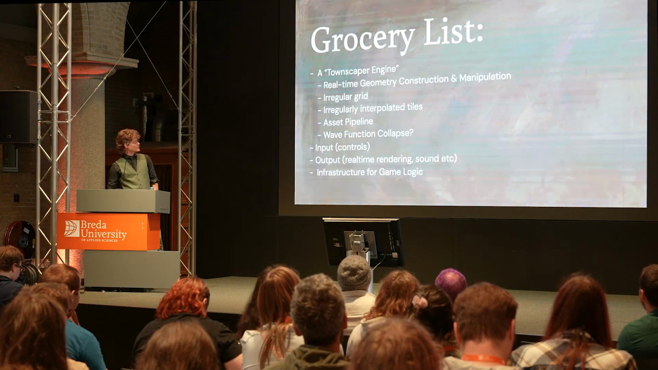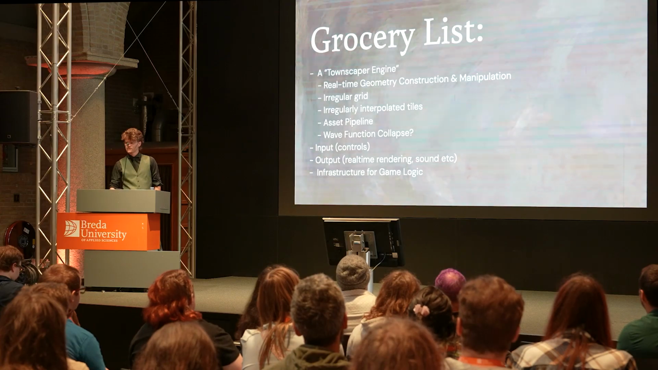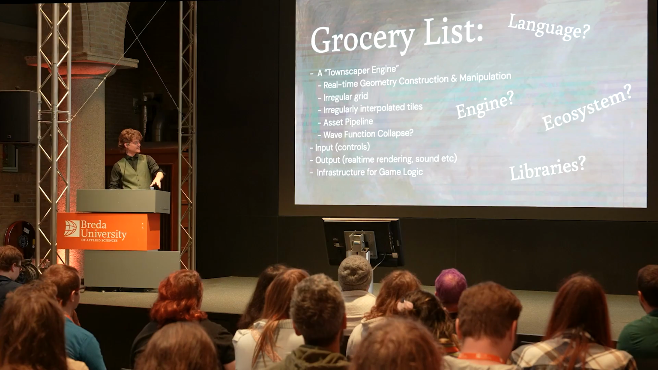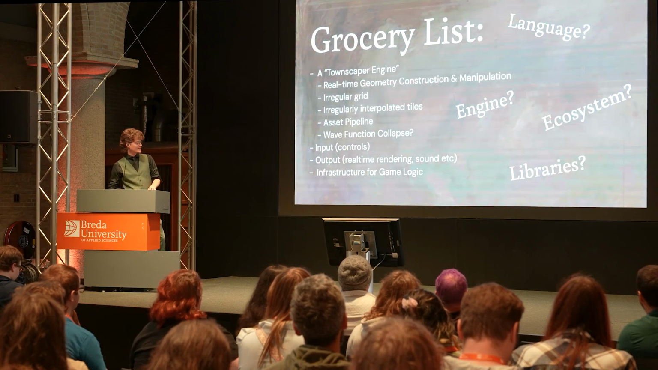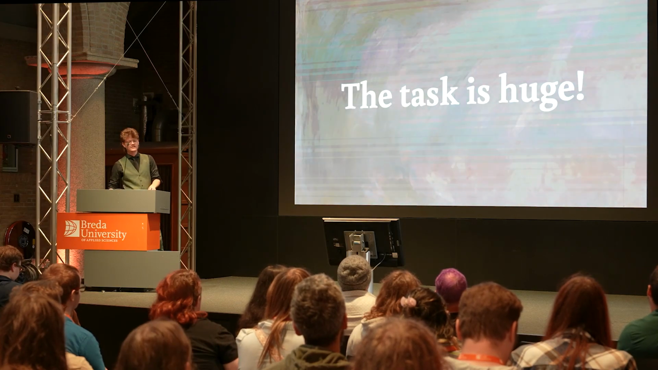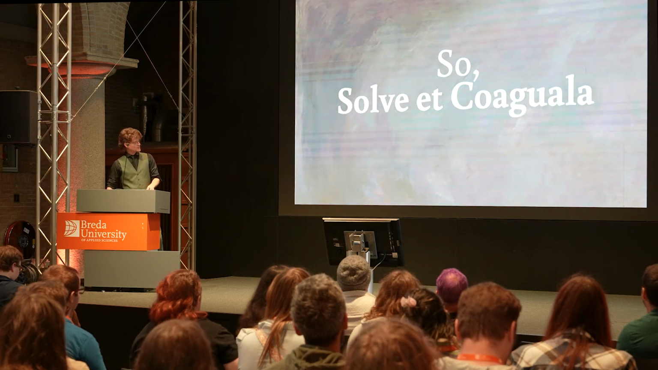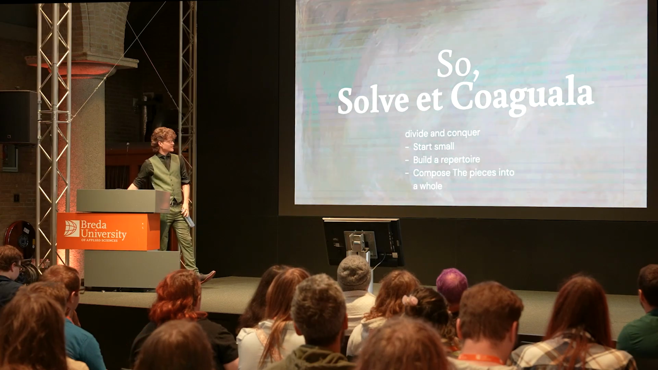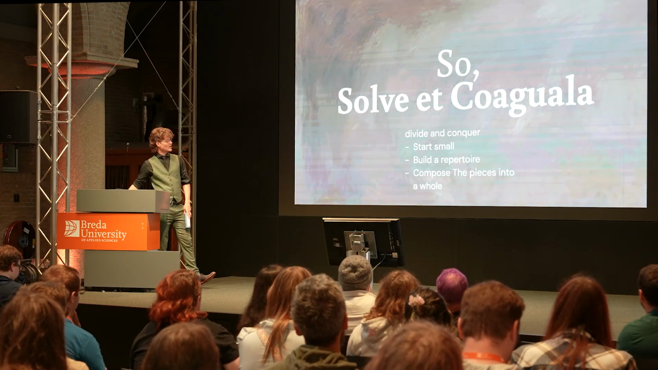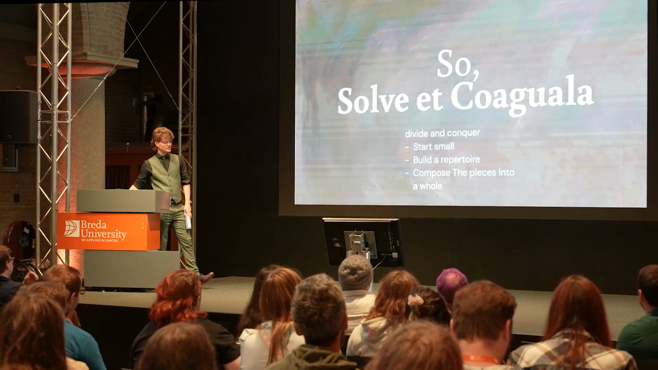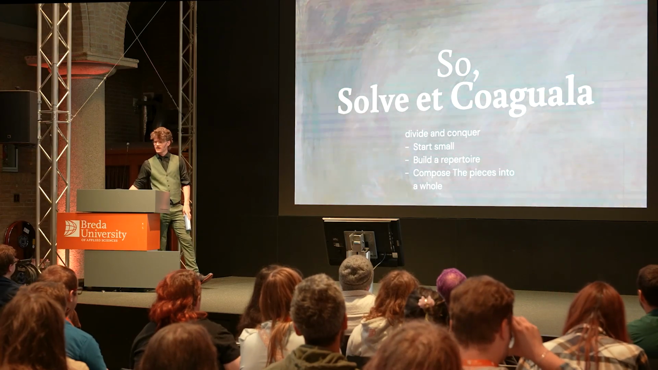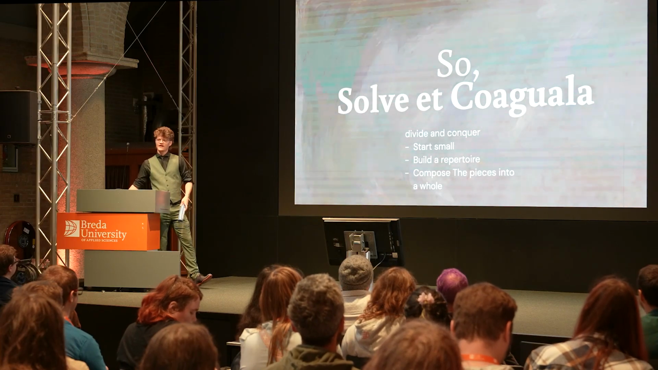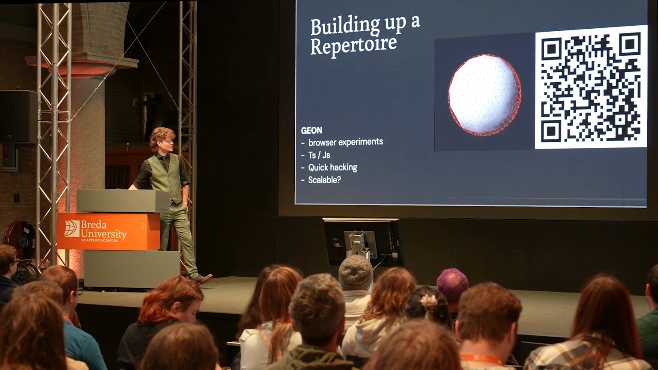So then you go into a pretty large grocery list of things you want to build if you try to build your own geometry kernel. And you start asking way too many questions, like, what's the engine ecosystem? What the hell am I going to do? The task is huge. So one step at a time, I decided to take an approach where I just start small, build a small repertoire of increasingly complex geometric operations, and then try to compose those pieces into a geometry kernel, and then hopefully at the end build a Stallbergian grid.